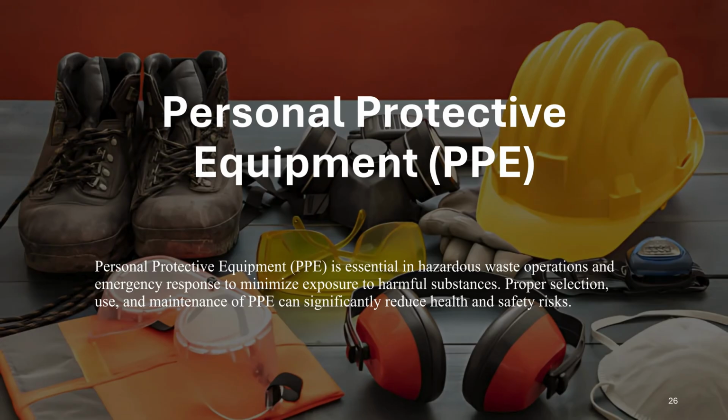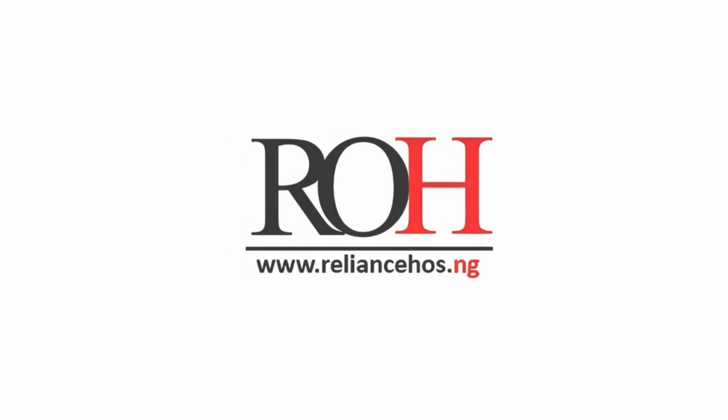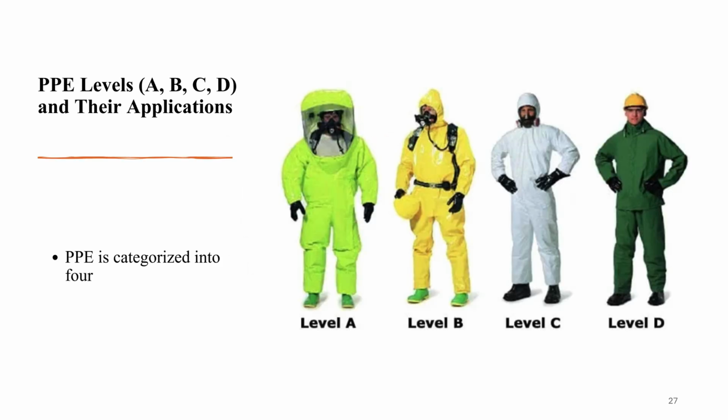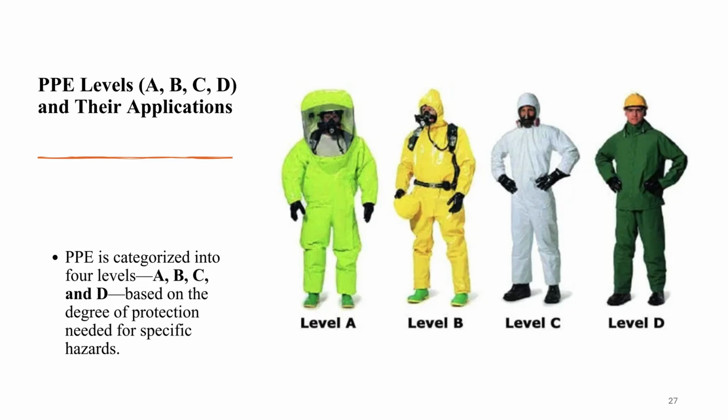Personal protective equipment, PPE. Personal protective equipment is essential in hazardous waste operations and emergency response to minimize exposure to harmful substances. Proper selection, use, and maintenance of PPE can significantly reduce health and safety risks. PPE levels: A, B, C, D, and their applications. PPE is categorized into 4 levels: A, B, C, and D, based on the degree of protection needed for specific hazards.